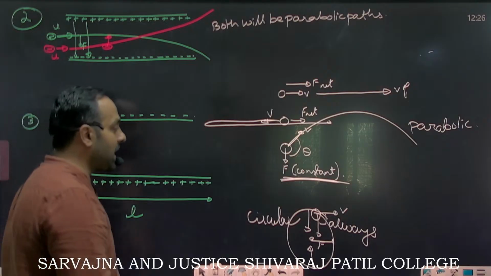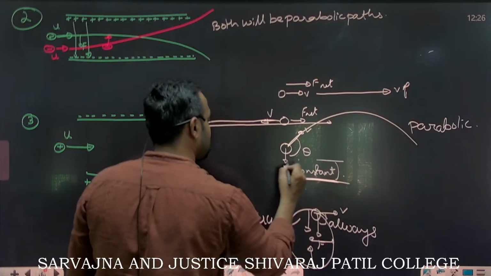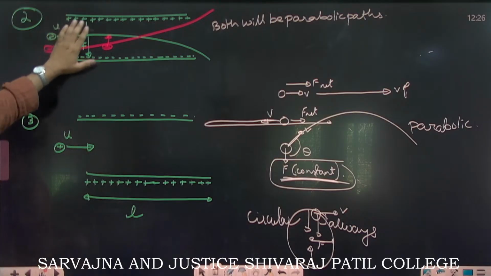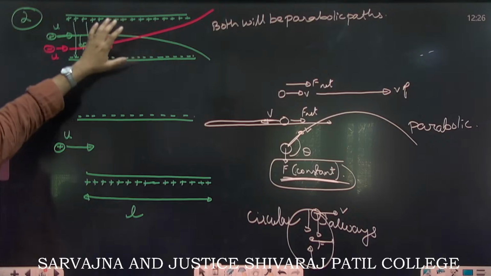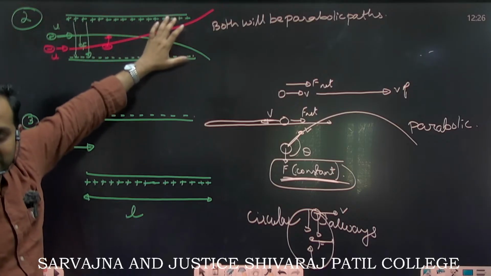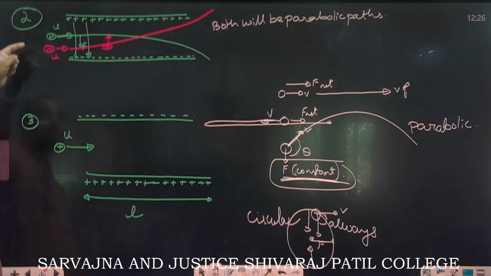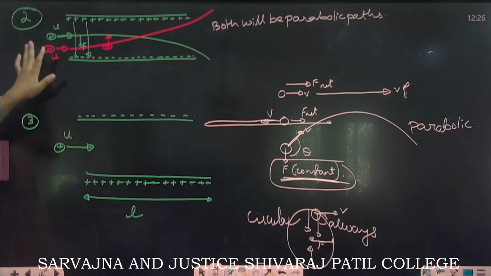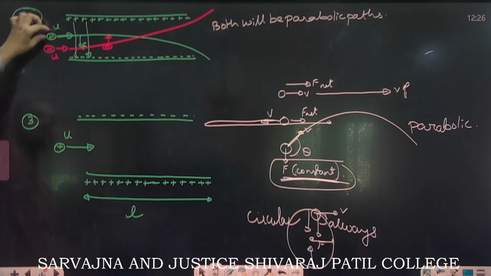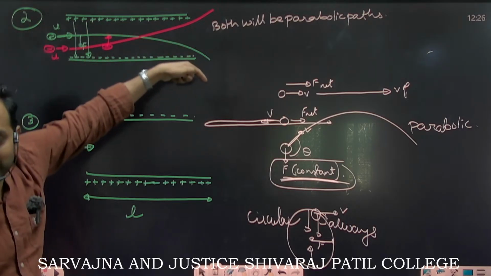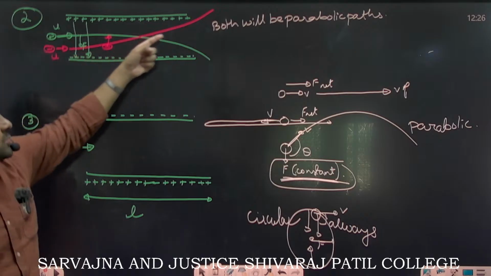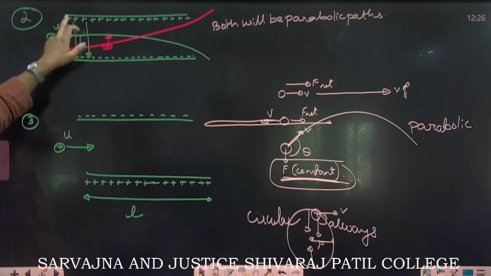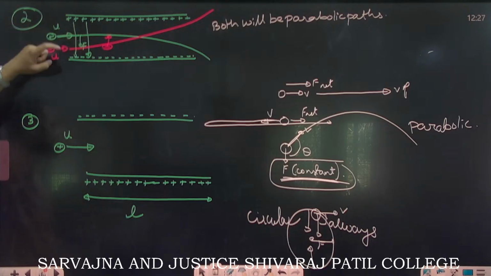A parabolic path occurs when the force is constant. As you see here, when the charge travels from here to here, the electric force is constant. Since the electric force is constant, it will take a parabolic path, whether it is a positive charge or a negative charge. A positive charge will deviate towards the negative plate, and a negative charge will deviate towards the positive plate. You can simply think of it as a negative charge being attracted towards the positive plate and a positive charge being attracted towards the negative plate.